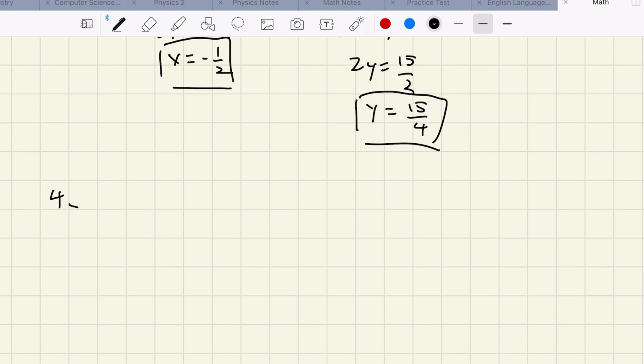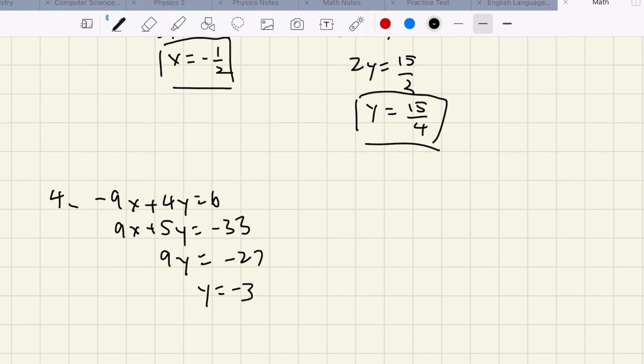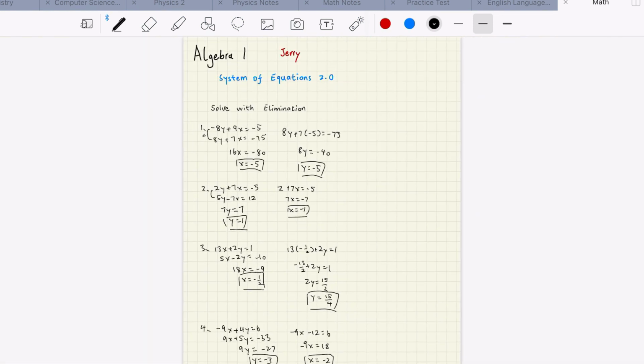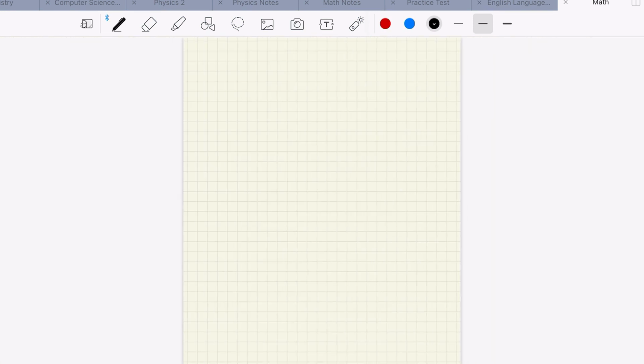After this, we're going to do some harder problems. Negative 9x plus 4y equals 6. 9x plus 5y equals negative 33. So just add the two equations, and you get 9y equals negative 27 and y equals negative 3. Plug that in. Negative 9x minus 12 equals 6. Negative 9x equals 18. x equals negative 2. So those are some easy problems. Let's try some harder ones.